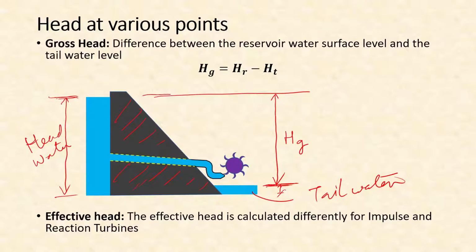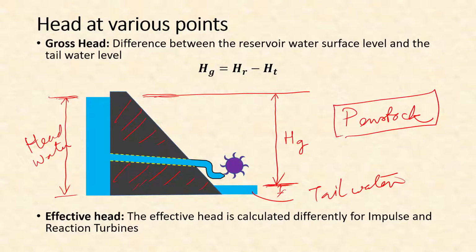However, the gross head is not generally usable. Some head will be lost in different stages, and after losing all those we'll get the effective head, and this effective head will be different for different types of turbines. Before that, we'll introduce ourselves to this thing called penstock.